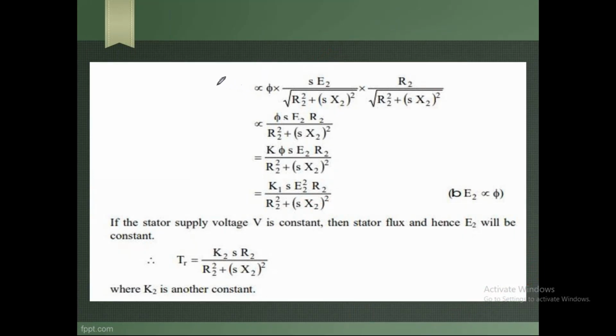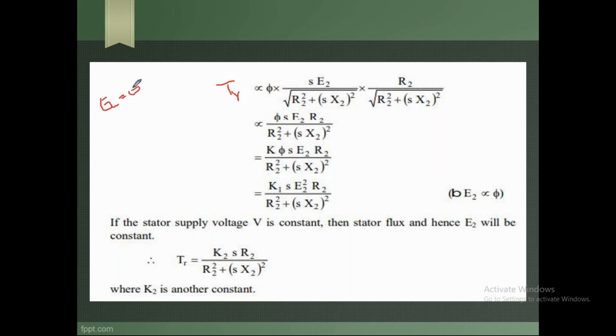So this is the equation, the running torque is proportional to phi times SE2 times R2 divided by R2 square plus (SX2) square. Here E2 is denoted as phi.